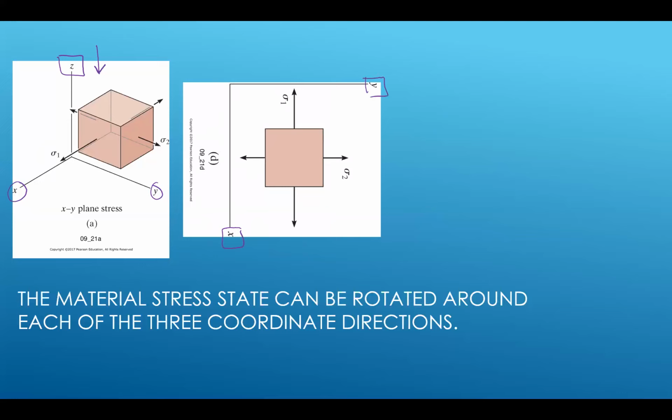and that is sigma 1 and sigma 2. That means that as we rotate this material about the z-axis, we're going to get a Mohr circle.